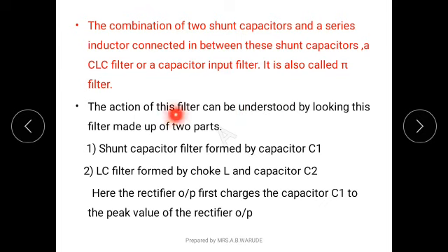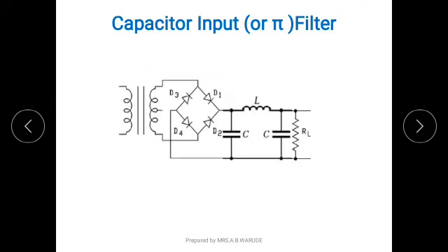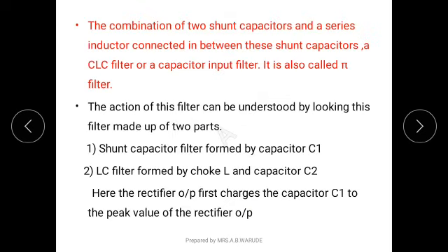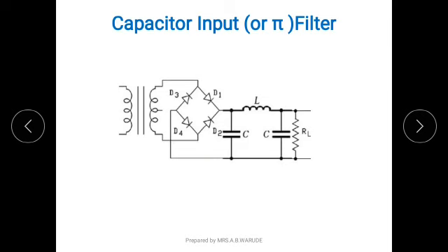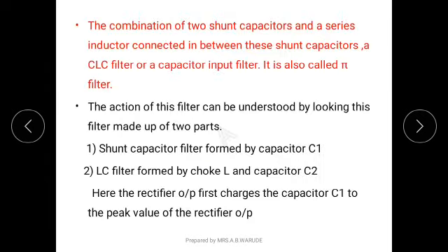The working of this filter can be understood by looking at the filter as made up of two parts. First is the shunt capacitor filter formed by capacitor C1. See this diagram, this is capacitor C1. And second is the LC filter formed by choke inductor L and capacitor C2. In this diagram, this is the inductor and this is capacitor C2.